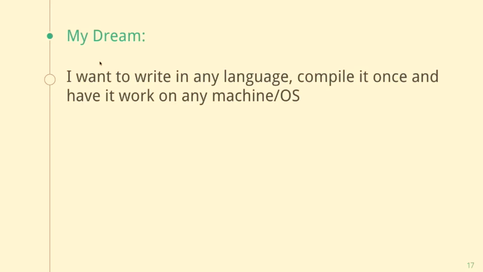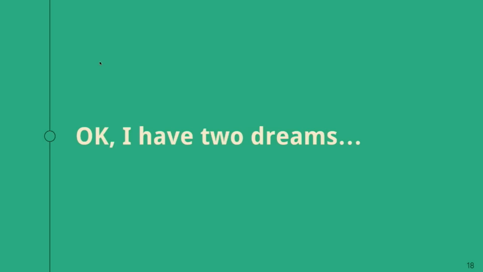I want to be able to choose my language and not have to worry about it. If I write Java, I have to make sure there's a JVM there. If I write JavaScript, I need to have a JavaScript engine. If I write in Rust, I need to compile different versions for every platform. I don't want to have to deal with any of that. I want it to all just work, which would be great. So I actually have a second dream as well. This is a very aspirational talk.